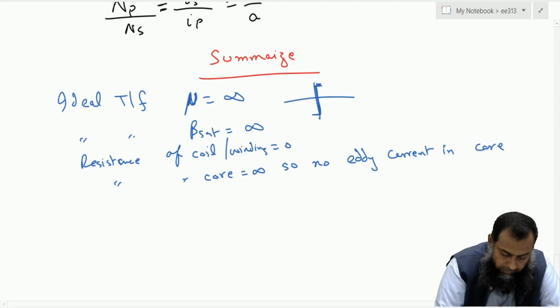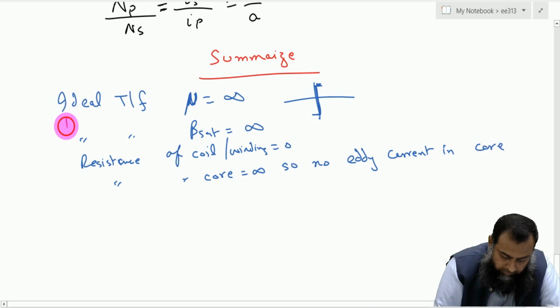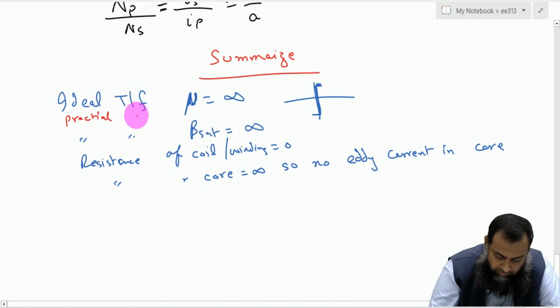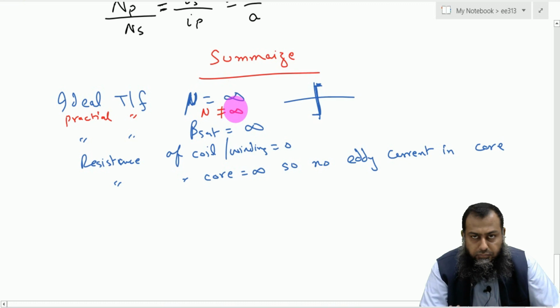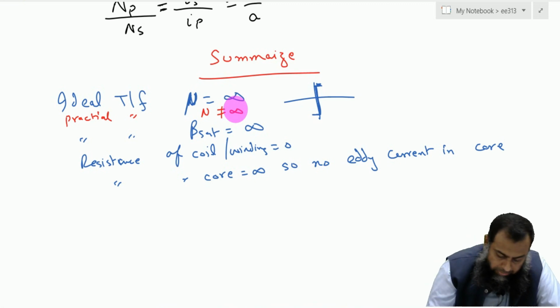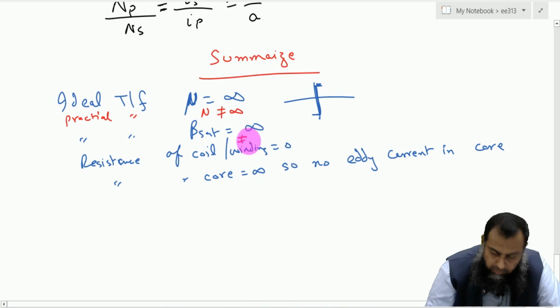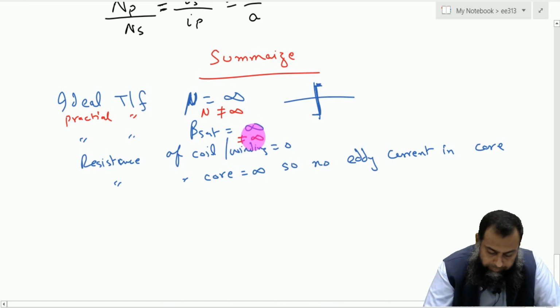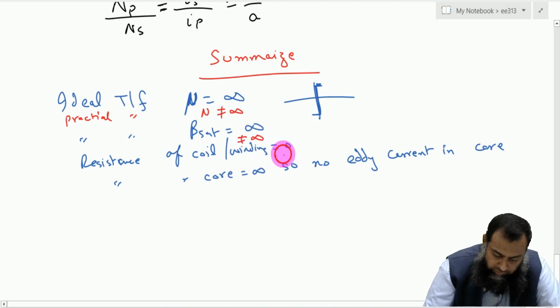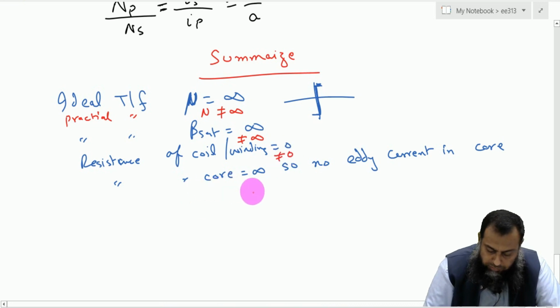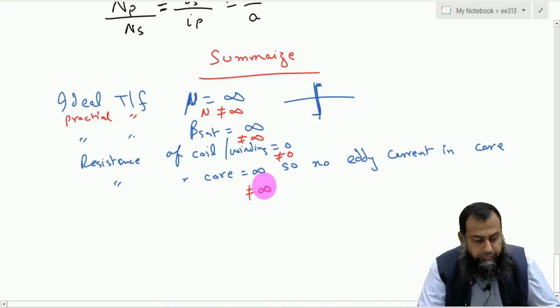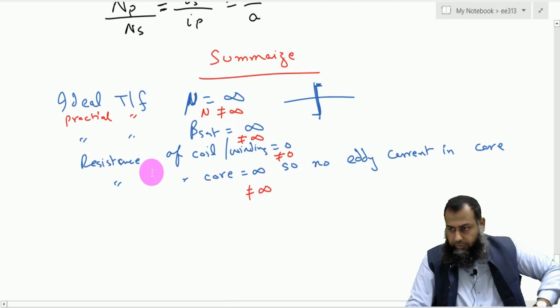Whereas for a practical transformer, mu is not equal to infinity, rather it has some finite value which depends on the material selected for a given transformer design. Also B saturation is not equal to infinity, it saturates at some particular point. Then the coil winding resistance is not equal to 0, and so is the resistance of the core, which is not equal to infinity.